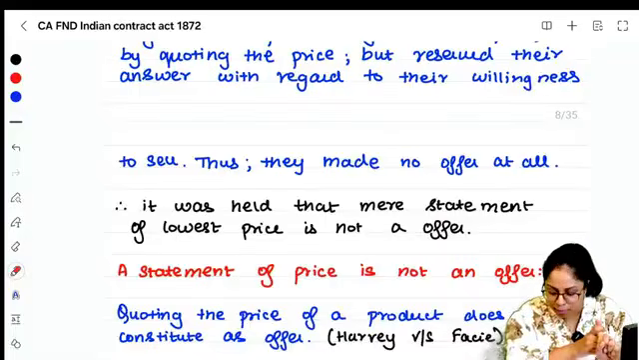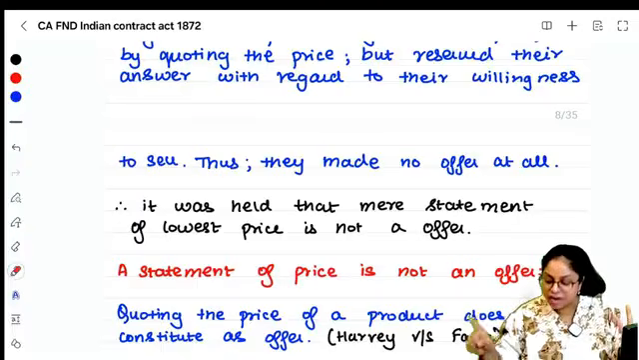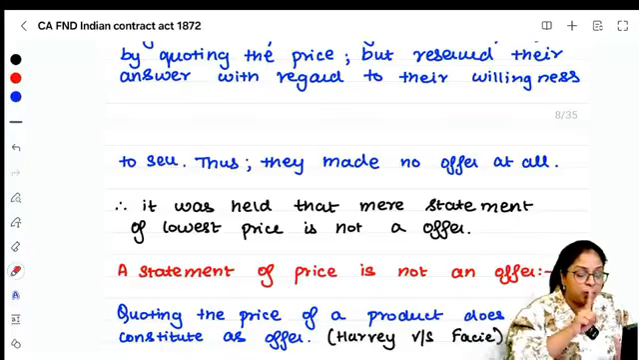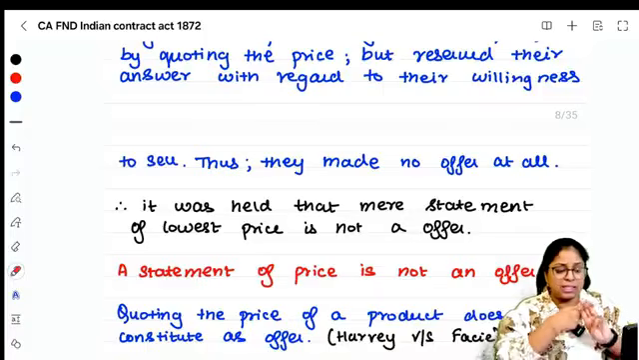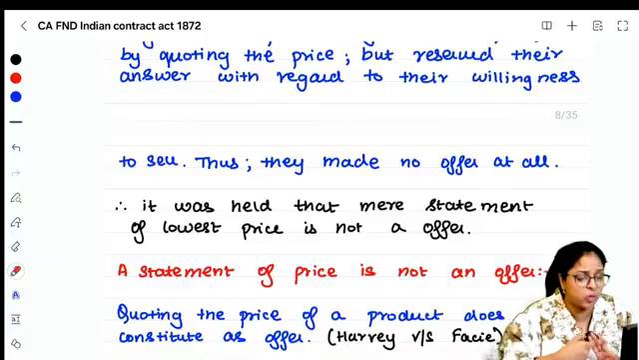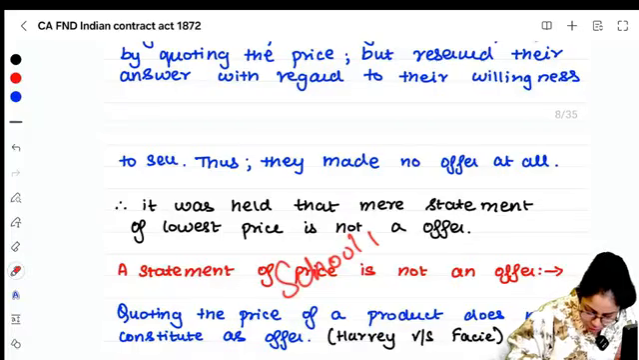Acceptance must be communicated. Acceptance must be communicated to the offerer himself, and acceptance cannot be presumed from silence. Silence is not equal to acceptance. Acceptance must be communicated by the person who has authority. You remember that school management case law?